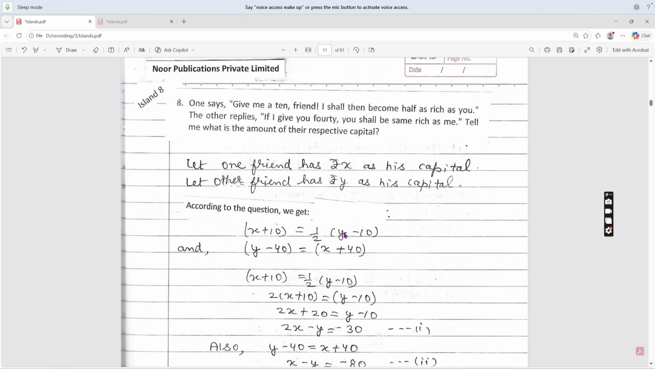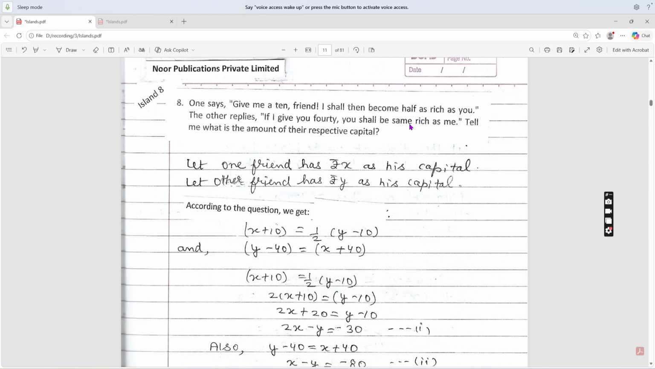And the other friend's capital would be decreased by 10, that would be y minus 10. And the common ratio is 1 by 2. Simple. Now see the next reply. If I give you 40, now the other friend is giving the 40. It means y will lose 40. So it would be y minus 40 is equal to, then it will be the same.